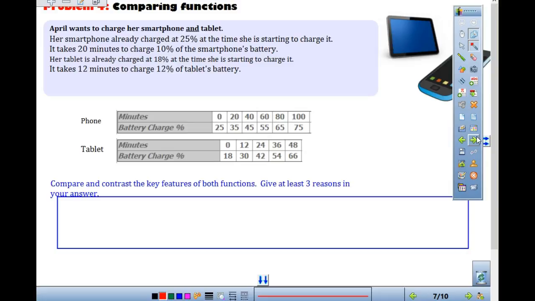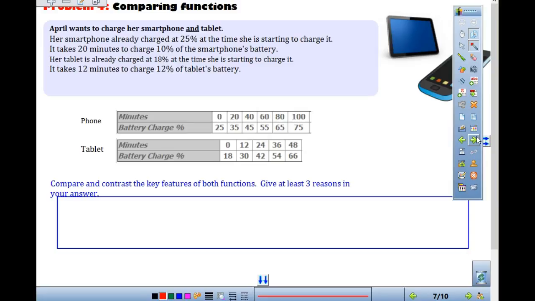So now we're going to look at this next part. And it says, okay, now we're comparing two functions. And this is going to be the key part for the test on this unit. I'm really going to ask you to explain and to give your reasoning. April wants to charge her smartphone and her tablet. Her smartphone is already charged at 25%. She's starting to charge it. It takes 20 minutes to charge 10% of the smartphone battery. Her tablet is at 18%. The time is when she starts to charge it, and it takes 12 minutes to charge 12% of the battery.